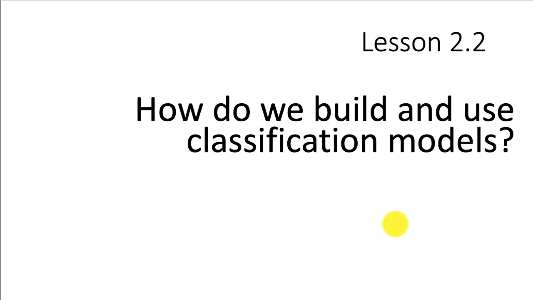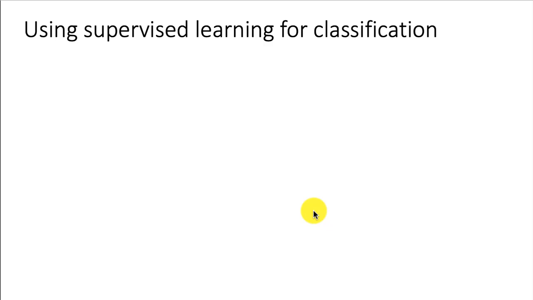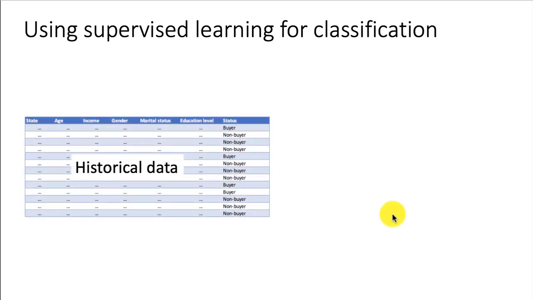Let's quickly review how we build and use classification models. So when we are using supervised learning for classification, of course, we always start with historical data of some kind. Here, I'm not showing all the data. There are several predictor columns that I've just got dots. I'm not showing the data. Here is our target attribute of status, the usual buyer, non-buyer scenario.